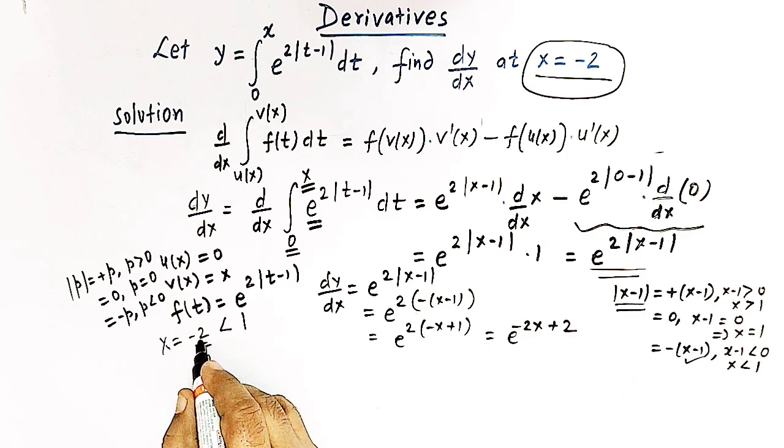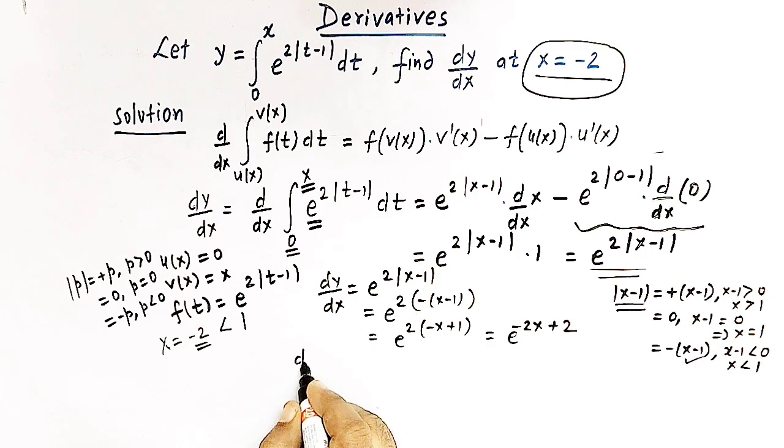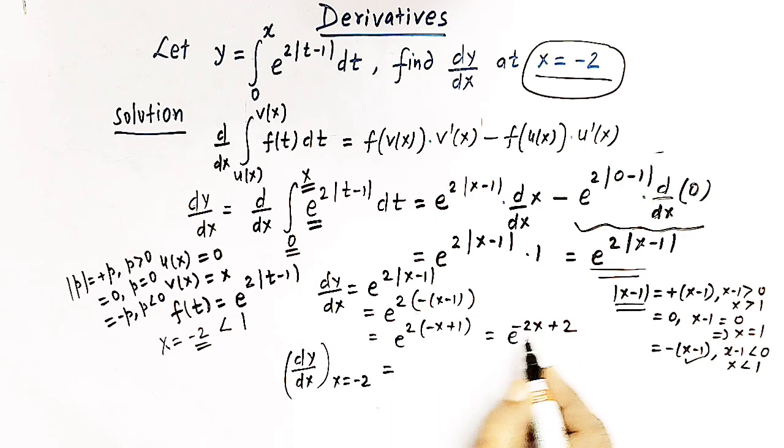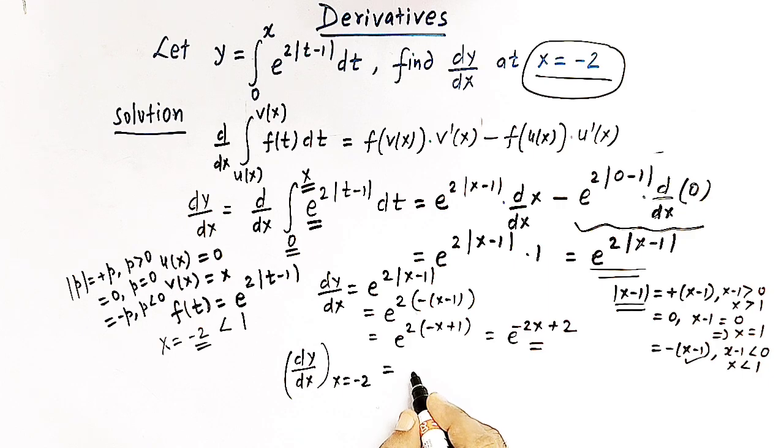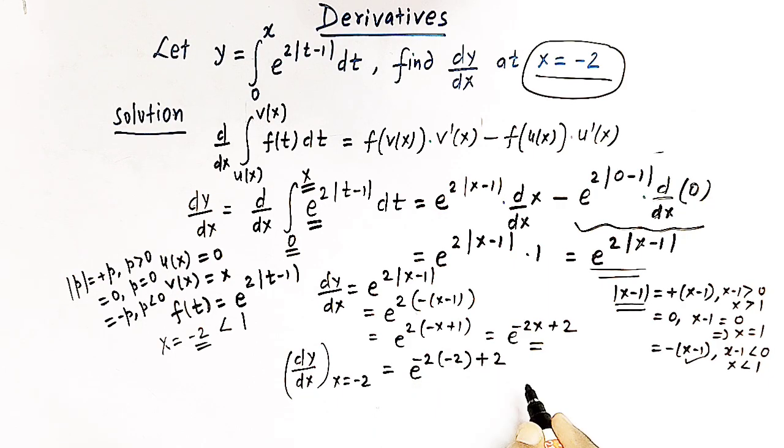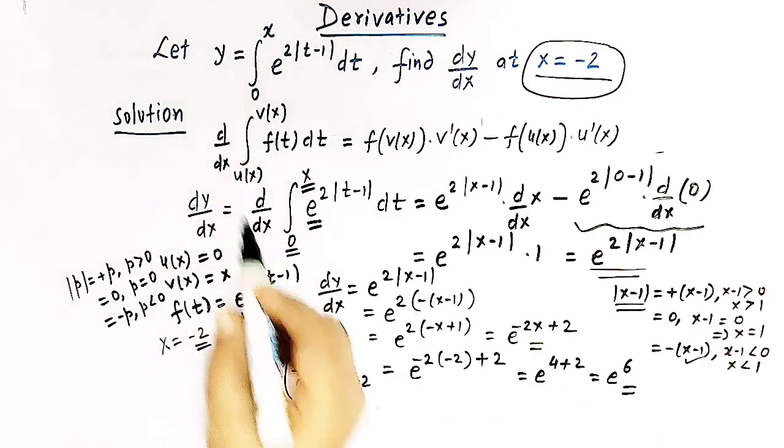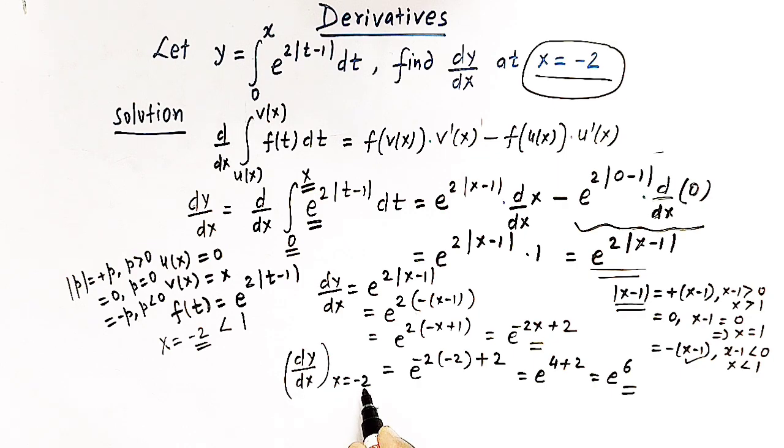And now taking x is equal to minus 2, the required derivative of y with respect to x is given by substituting x is equal to minus 2 in this expression. So we have minus 2 times minus 2, plus 2. So this is e raised to 4 plus 2, that is e raised to 6. So this is the required value of the derivative of y with respect to x at x is equal to minus 2, and the value is e raised to 6, where e is the exponential number.